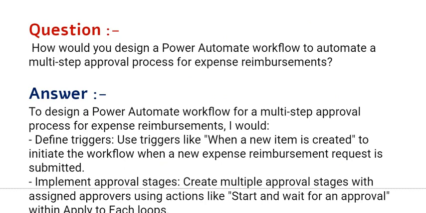The question is, how would you design a Power Automate workflow to automate a multi-step approval process for expense reimbursements? Your answer should be, to design a Power Automate workflow for a multi-step approval process for expense reimbursements, I would define triggers. Use triggers like when a new item is created to initiate a workflow when a new expense reimbursement request is submitted.